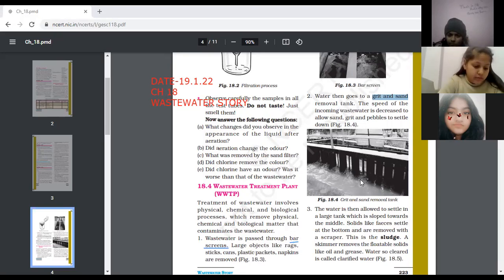So is there any confusion for anyone till number 3? First is the bar screen. Second is your grit and sand removal tank. Third is your sedimentation.